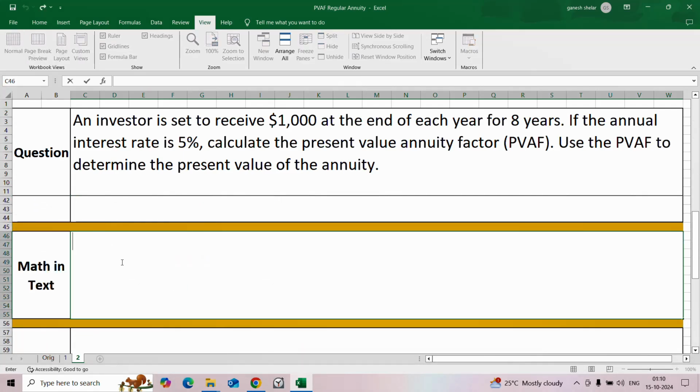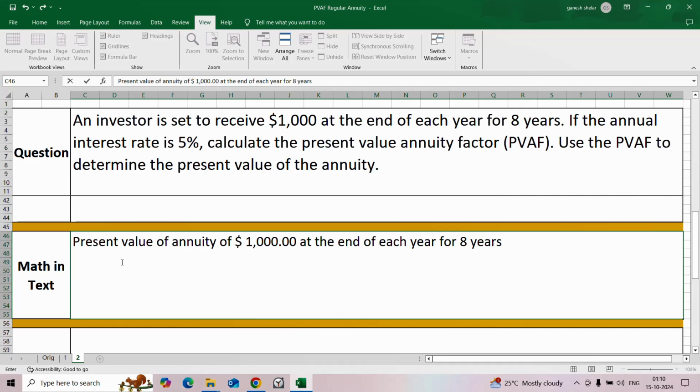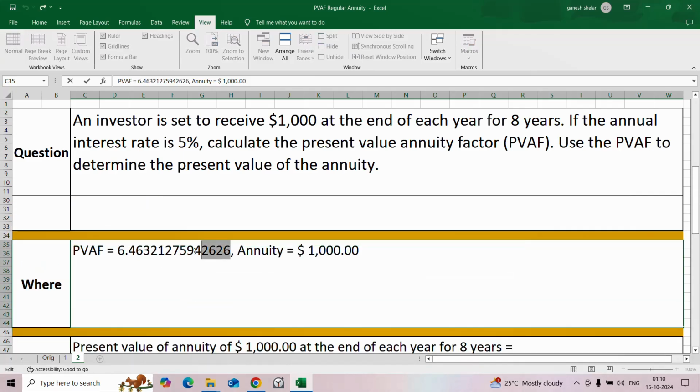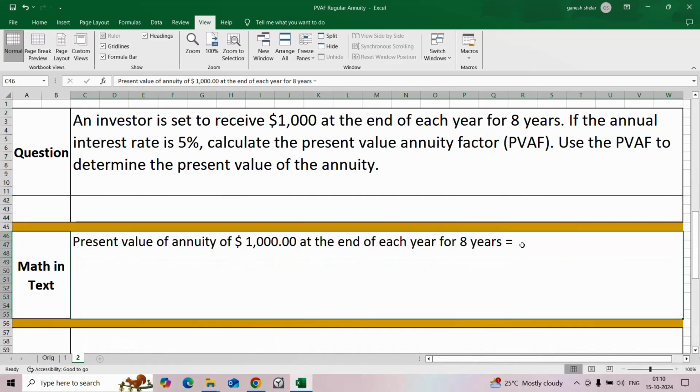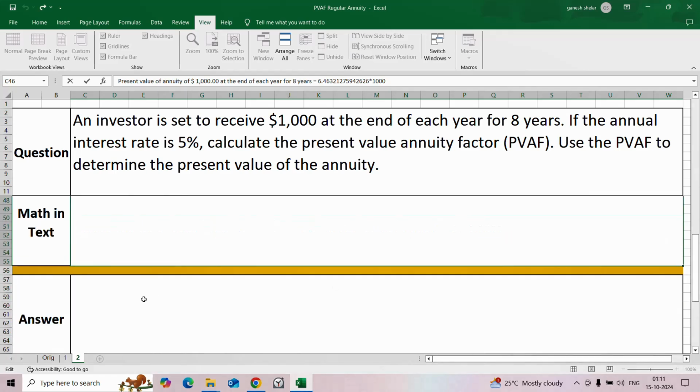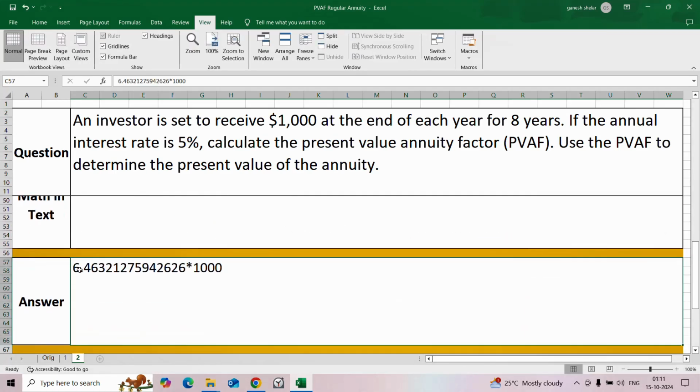Math in text: the present value of an annuity of $1,000 at the end of each year for 8 years equals PVAF, which is 6.46321275942626, into 1,000. The final answer is $6,463.21.